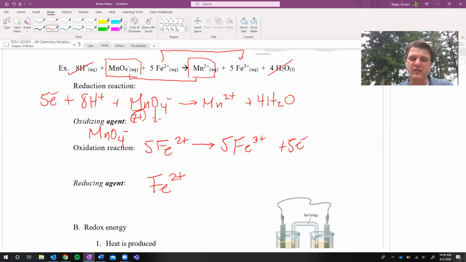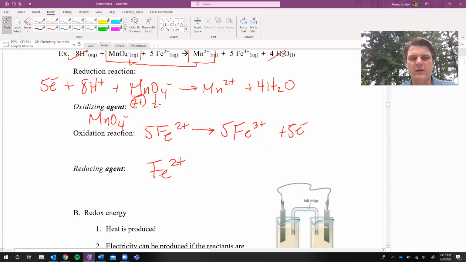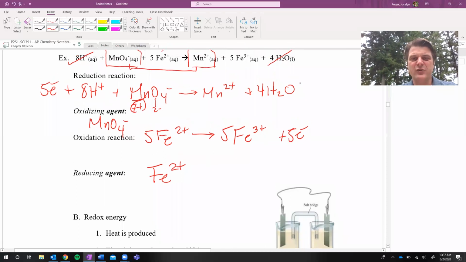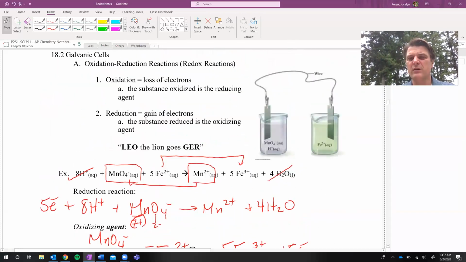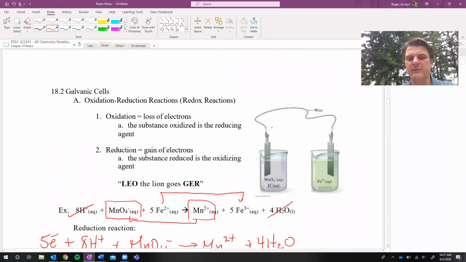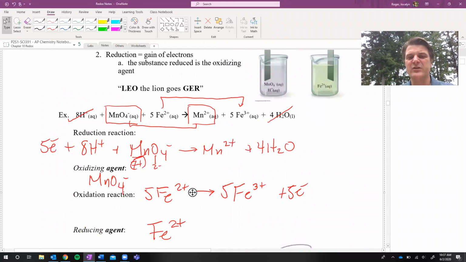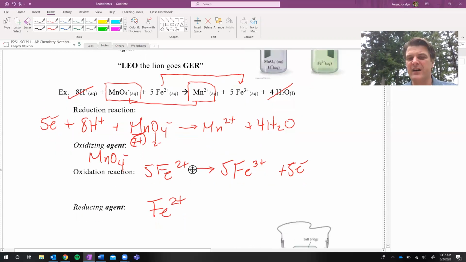The oxidation half reaction, the substance that's being oxidized, causes the reduction of the other substance. So the substance being oxidized is the reducing agent. So there's a transfer of 5 electrons in this process, and that's what would go through the wire. So the substance that's losing the electron is the iron 2 plus.